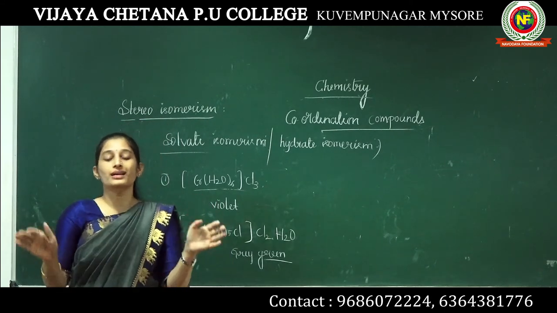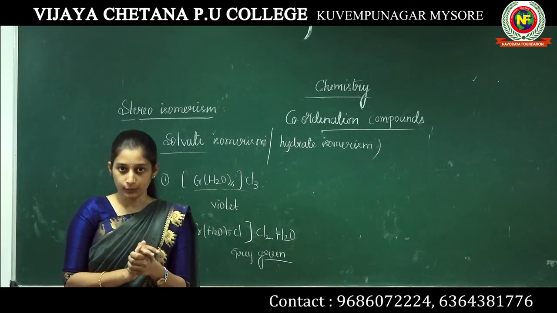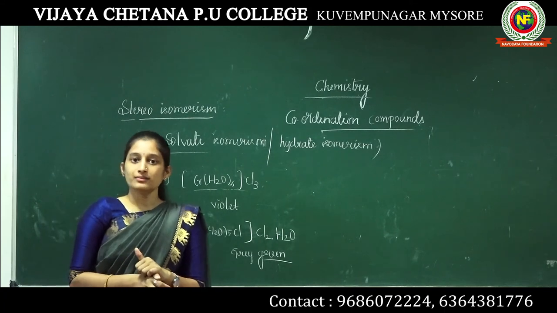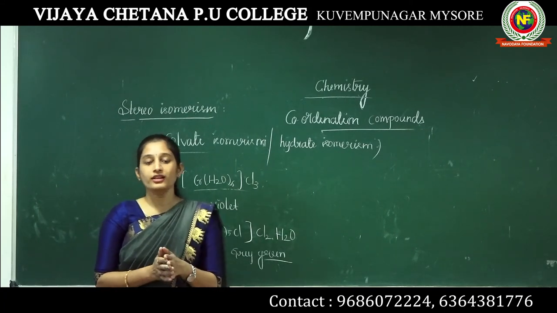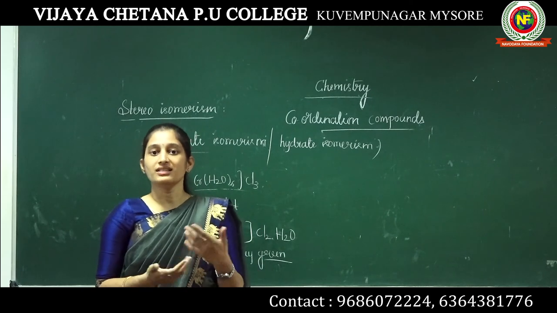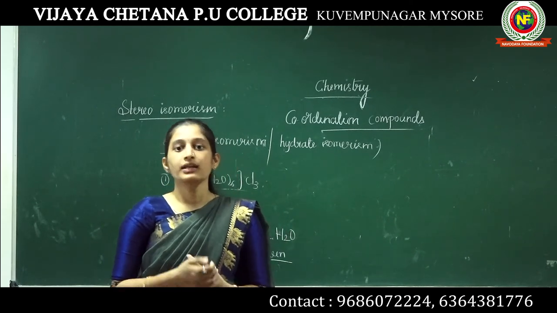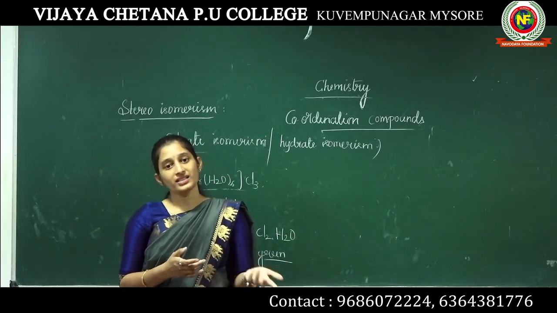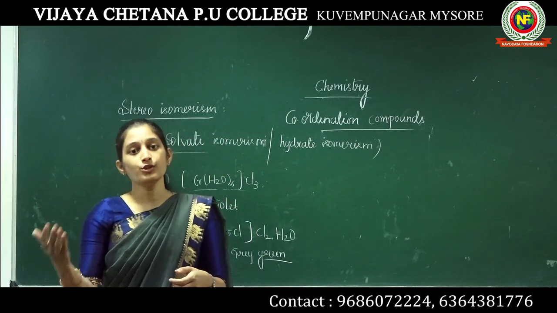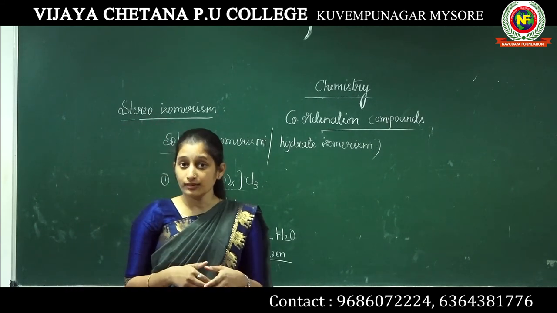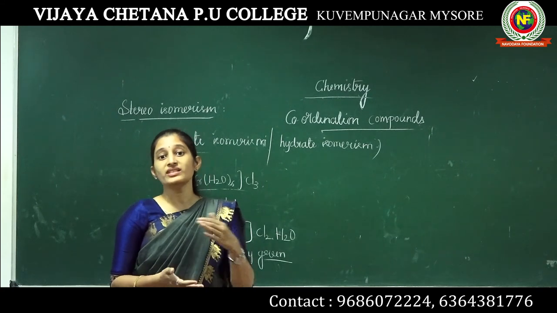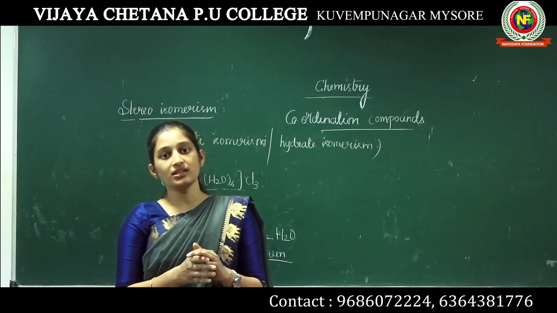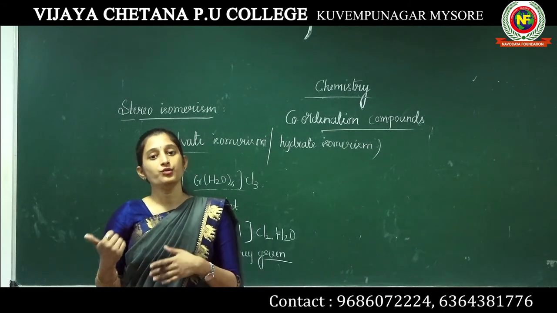Now, I am going to summarize the isomerism concept. It's very simple. First one, isomerism. Isomer means same molecular formula but different spatial or structural arrangements of atoms. Here two types, structural and stereo. Stereoisomerism, once again two types, geometrical isomerism and optical isomerism. Geometrical isomerism, once again two types, cis and trans. If the two similar groups are adjacent to each other, cis. If they are opposite to each other, trans.